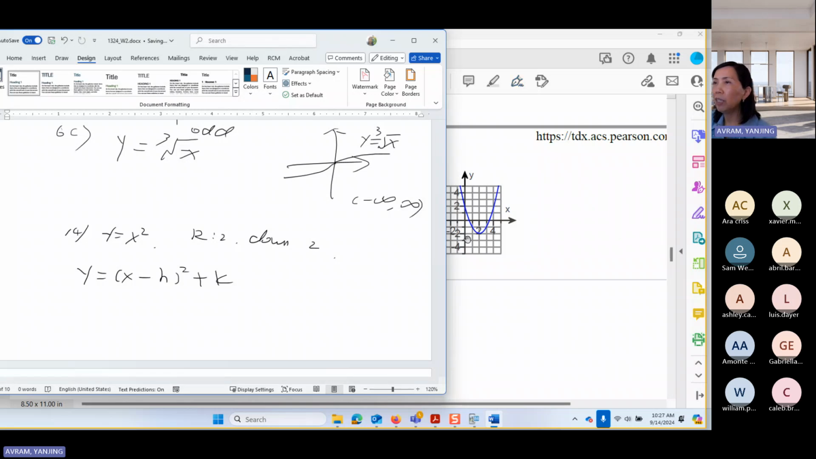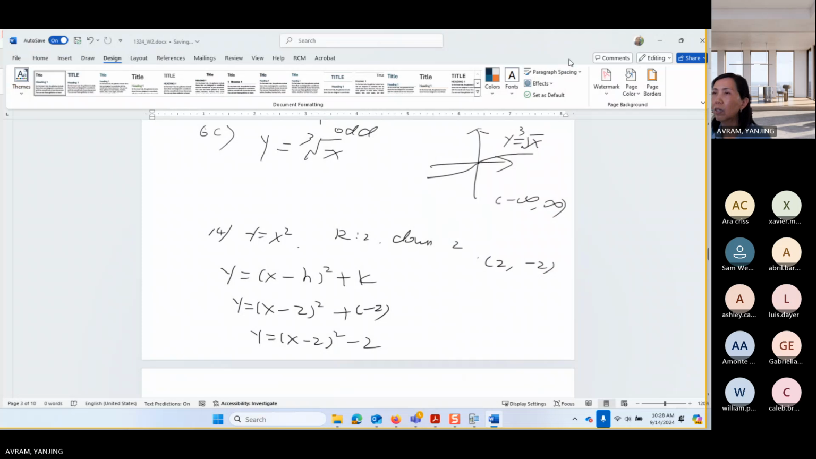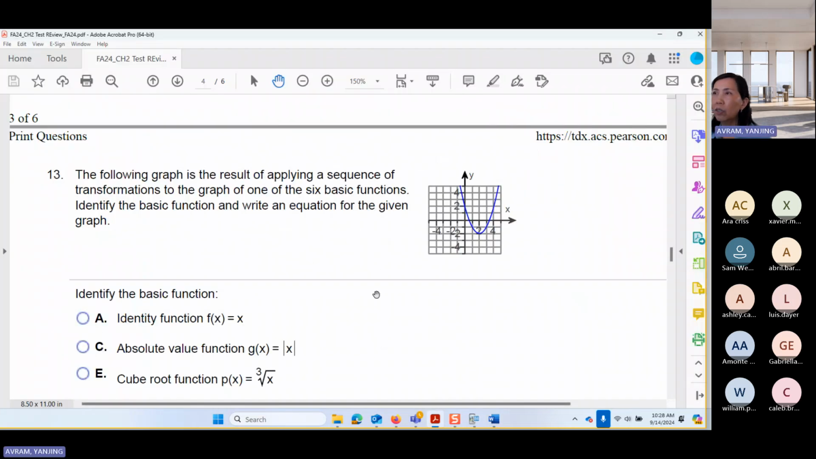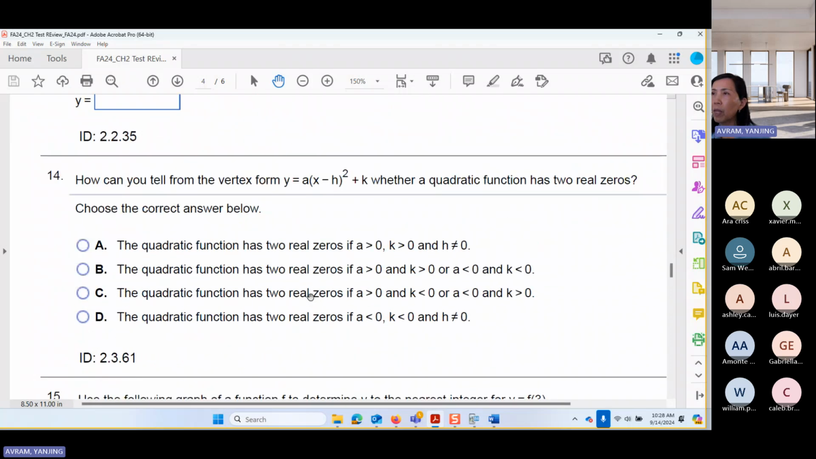Basically, it's kind of like the vertex in here. So your vertex here is 2 and negative 2, because it's moving to the right. All right. So you're going to have y is (x minus 2) squared and then plus k. K here is negative 2. Okay, so basically this will be (x minus 2) squared minus 2. All right. Any questions? Okay, so that is the function moving in here, right? So write down the equation for this graph, okay?